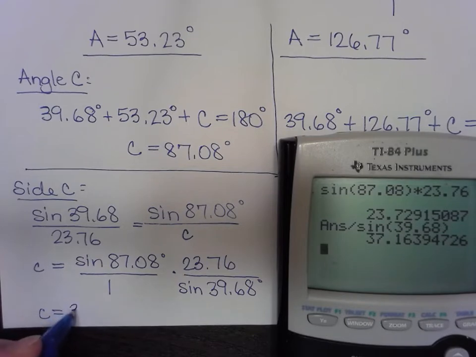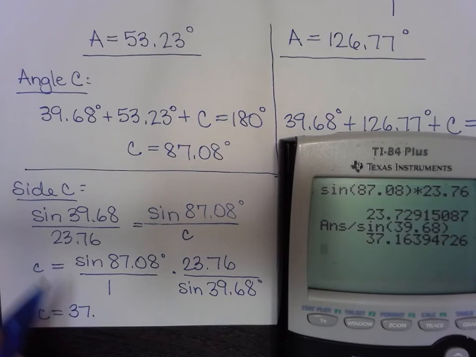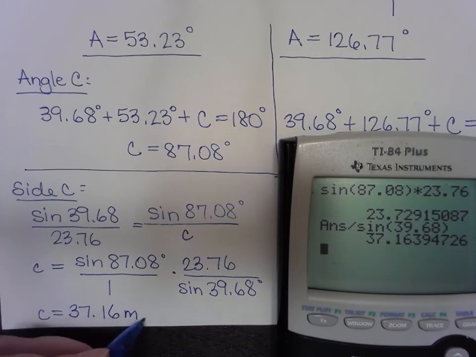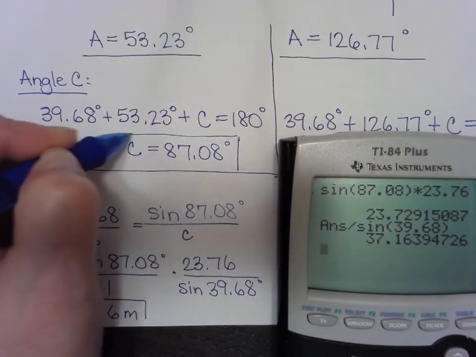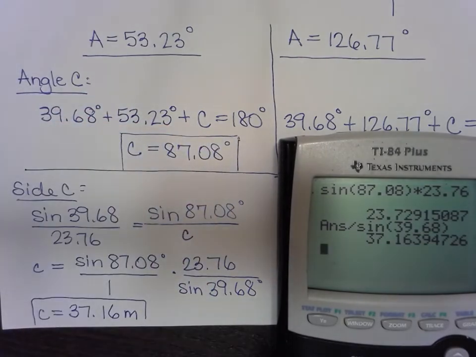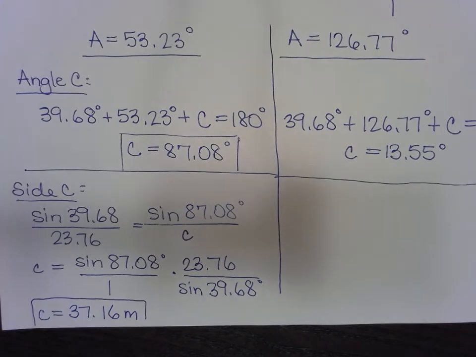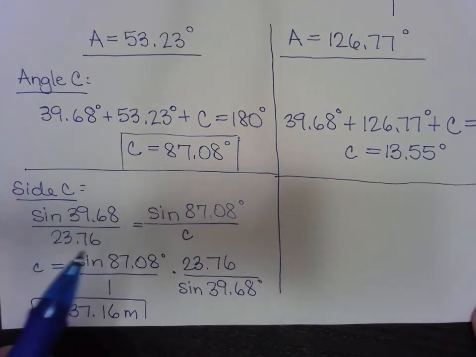That gives us 37.4, significant digits. So 37.16, and we're in meters this time. Okay, now let's try the second scenario.